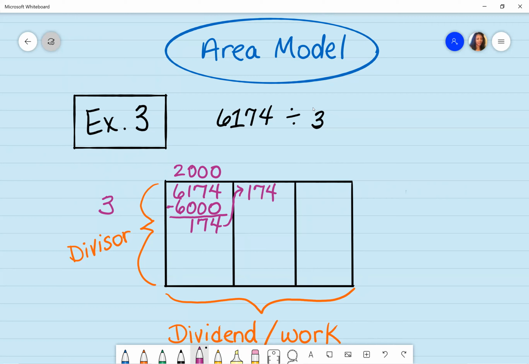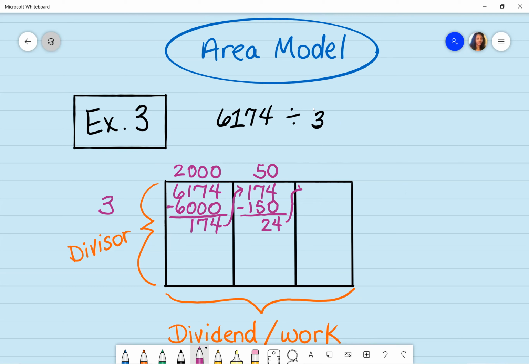Or 3 times what can get me close to 17? That would be 5. So 3 times 5 is what? 3 times 5 equals 15. And what do I need to put in the place under 4? A 0. If I put a 0 there, where else do I put the 0? You would have to put a 0 up near the 5. And so now I'm going to subtract and I end up with 24.